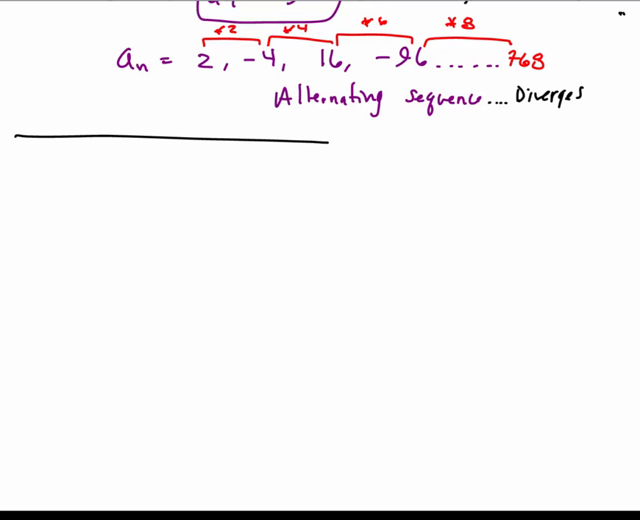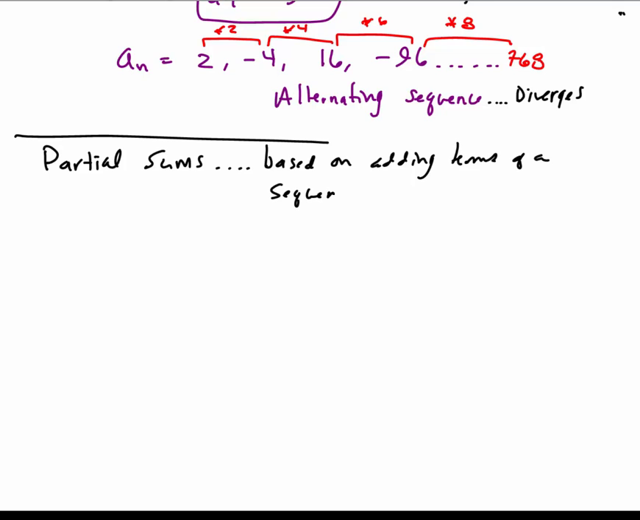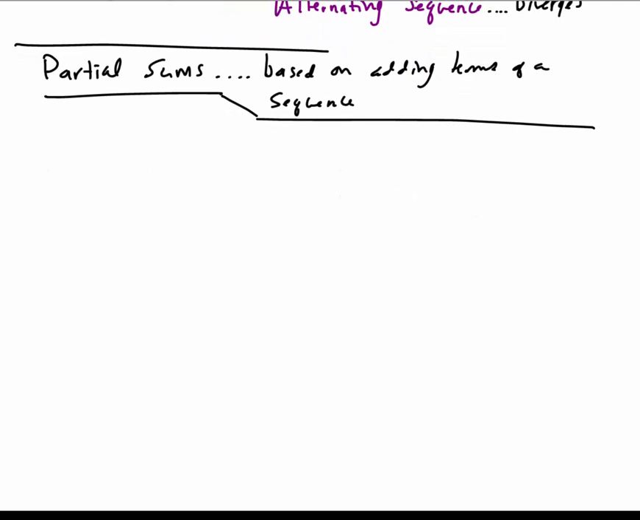Now the next thing I want to look at are partial sums. Now partial sums are based on adding terms of a sequence. Now the reason we're doing this is if we can predict a partial sum, we can predict what the overall sum will be perhaps. And we can predict whether it will converge or diverge.